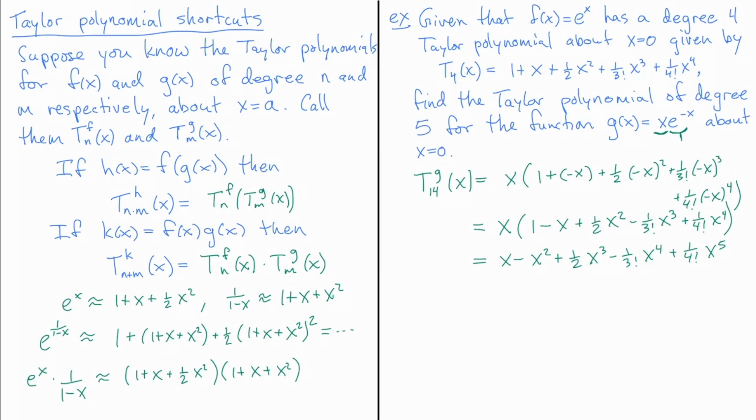Now, if it had asked for the Taylor polynomial of degree, let's say 14, then we would have to use a lot more terms here. We couldn't use T4 for e to the x. We'd have to go all the way up to, let's see, what did I say? Degree 14. So we'd have to go all the way up to degree 13 here, and then this x would give us 1 more degree. So that's why I changed it to 5, so we didn't have to go on forever.